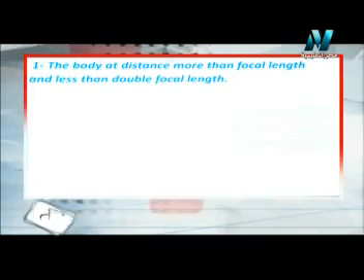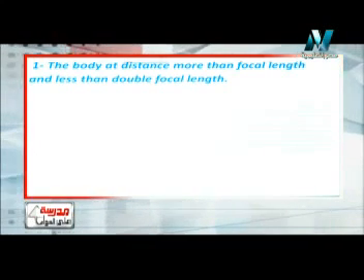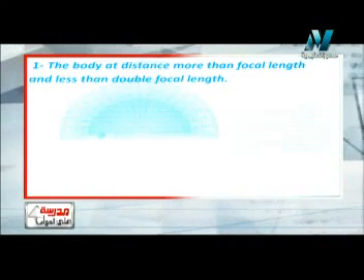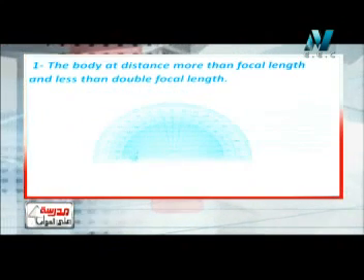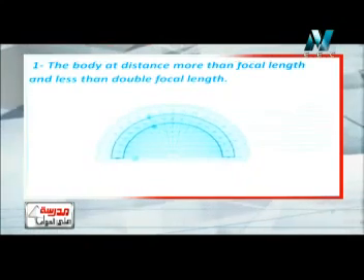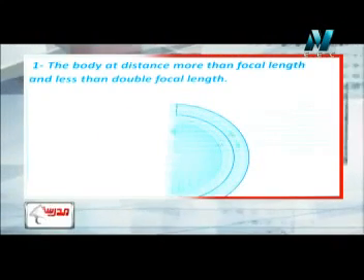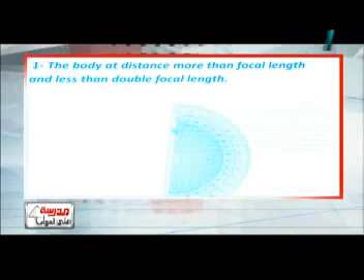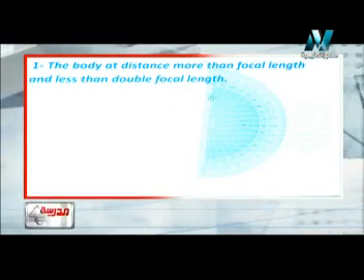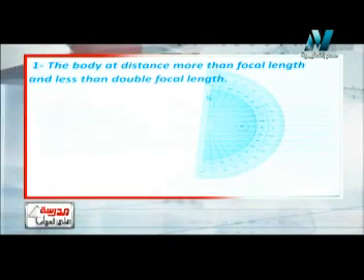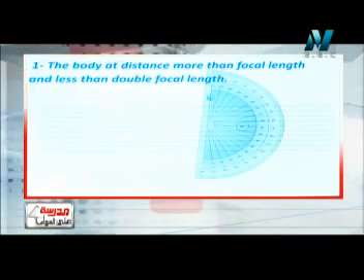So the first problem here: the body at a distance more than the focal length and less than double the focal length. As you see, the object is more than focal length but less than double focal length. We can bring the protractor. I bring my protractor, okay, and put it here in front of me, and by the protractor we can draw the arc. As you see here, we make the arc like that.